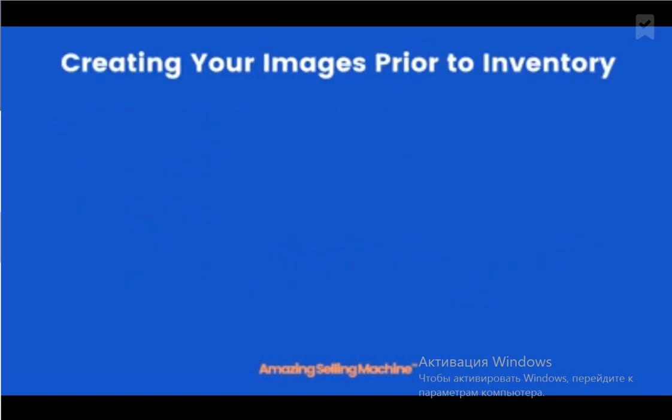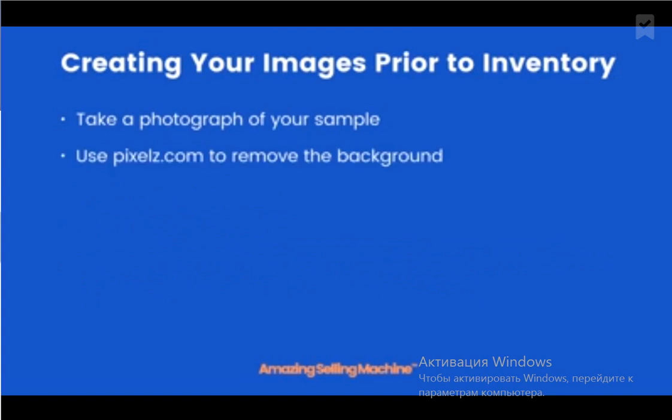Creating your images prior to inventory. So in other words, if you haven't received your inventory yet, this is how you can get your images created. First, take a photograph of your sample. And you can use Pixels with a Z, so that's pixelz.com, to remove the background. It's very simple to use. You just upload your image and it costs about $1.25, and they email it back to you the following day.